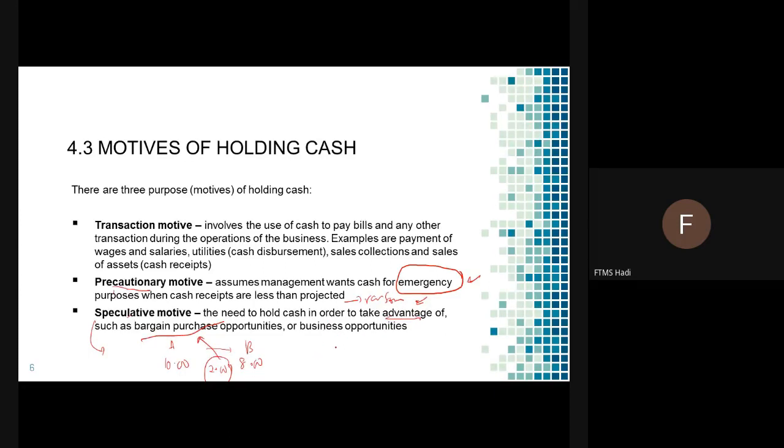Another example of speculative motive is spending money on buying shares, or also if you are playing forex, because there is an opportunity whereby the price is going up or going down. If the price is going up, you can sell. But if the price is going down, you can save a lot of money and buy at the low price. So that's a little bit about motives of holding cash.